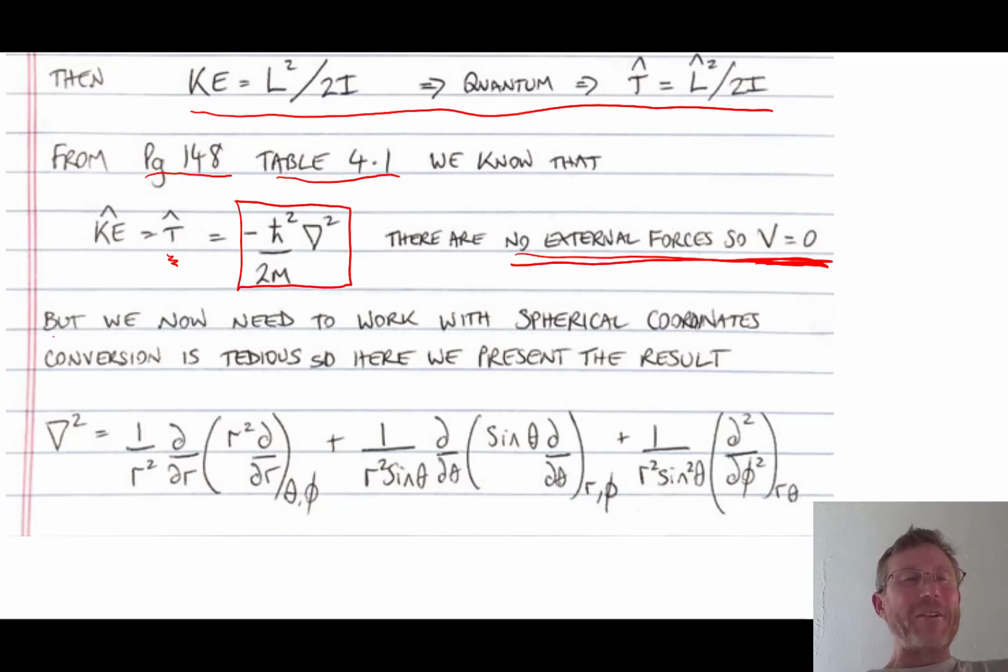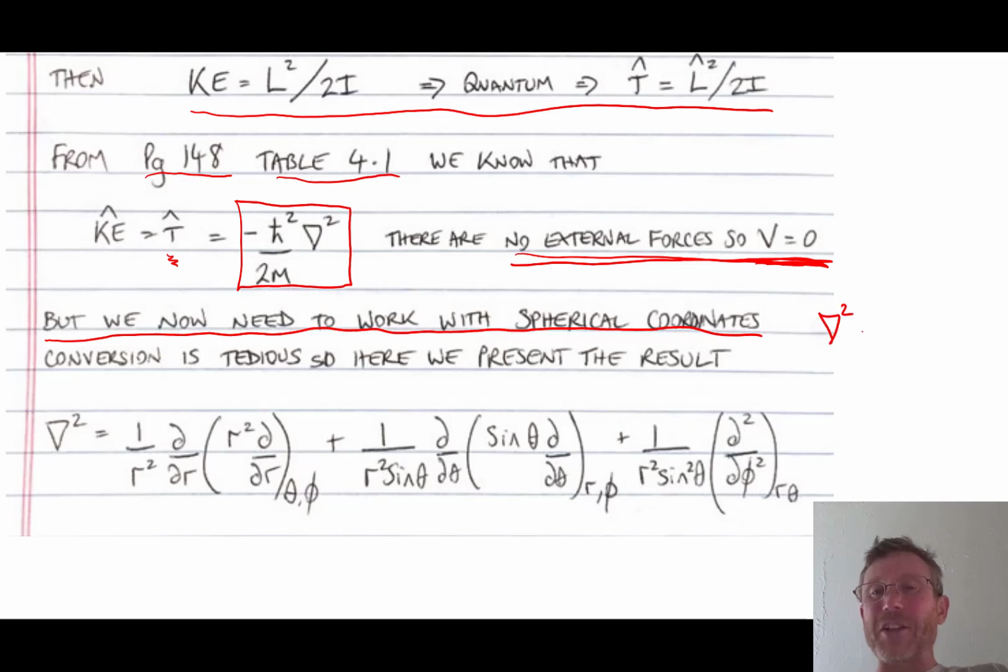However, as I've pointed out, we now need to work with spherical coordinates. This is going to make a lot more sense moving forward, and you're all probably looking at the equation at the bottom. We'll get to that. It turns out that we can do a conversion for del squared, right? So del squared is equal, as I mentioned earlier, to ∂²/∂x² plus ∂²/∂y² plus ∂²/∂z².